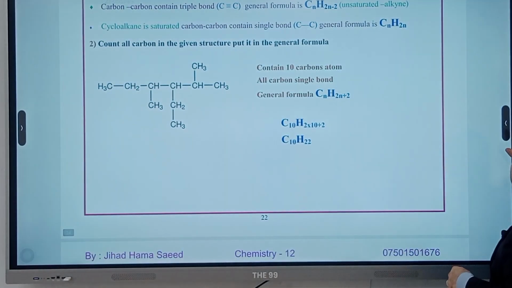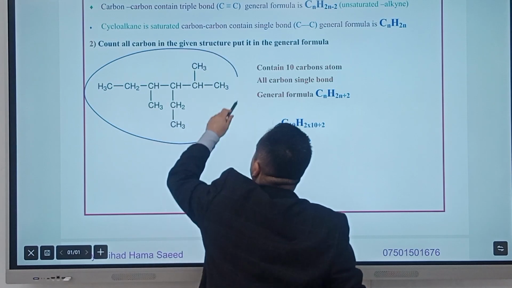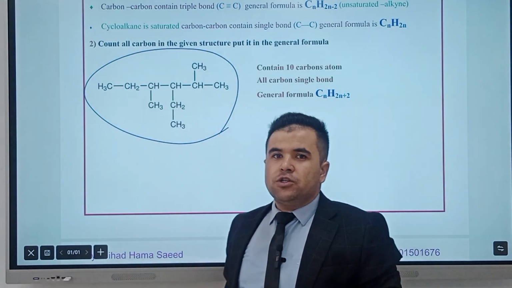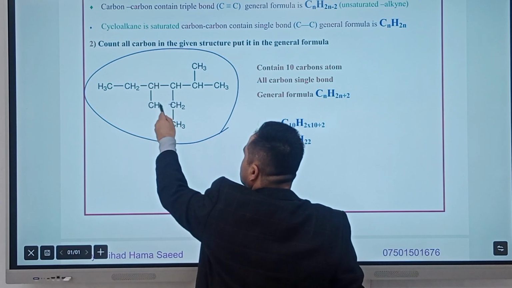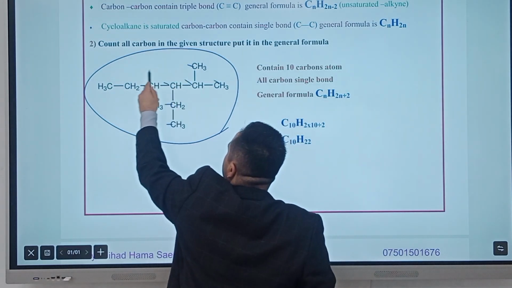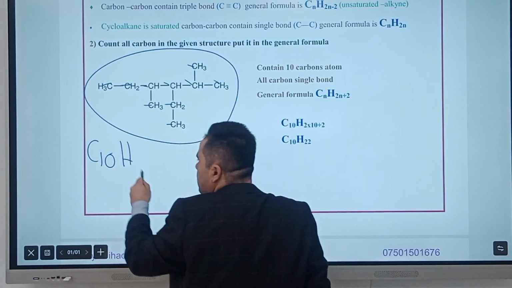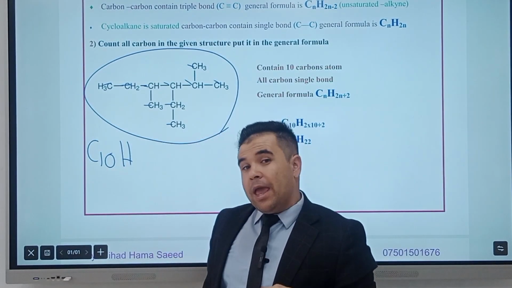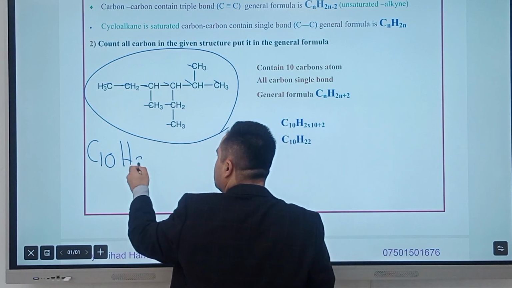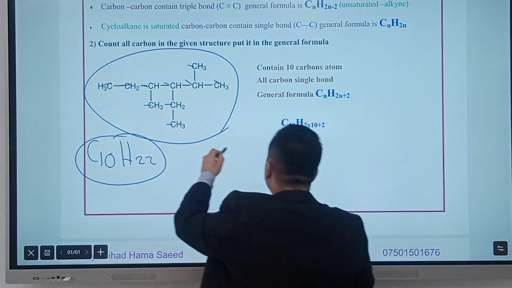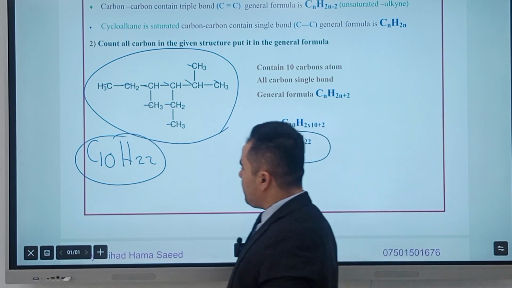Have a look at this structure, guys. It's an alkane. Why? Because there are no double or triple bonds. Just count the carbons: 1, 2, 3, 4, 5, 6, 7, 8, 9, 10. So it's C10, and the formula is CnH2n+2: 2 multiplied by 10 is 20, plus 2, 22. So you can get the molecular formula as easily as possible.